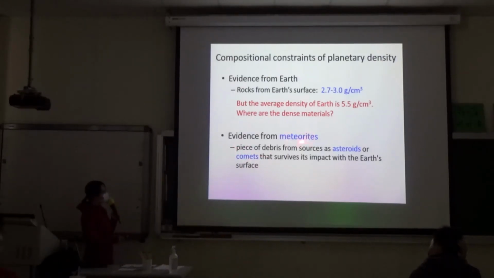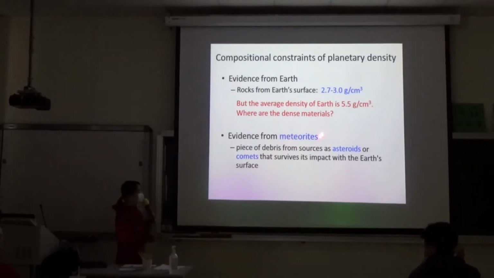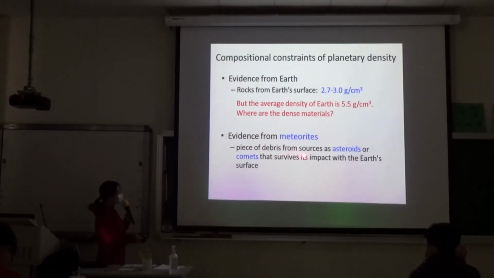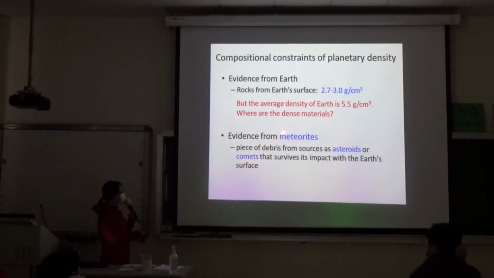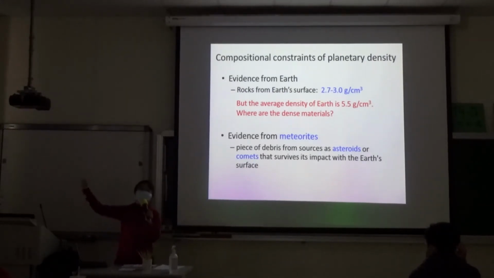The answer is from the meteorite. Meteorite is 陨石, okay? It's a piece of debris from sources such as asteroids or comets. These terms look very confusing. Meteorites do not infer the origin, 就是不涉及这个陨石的来源. Anything that falls from space to the Earth is called a meteorite.